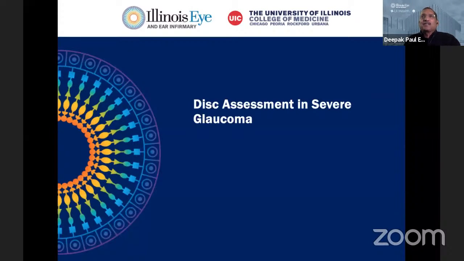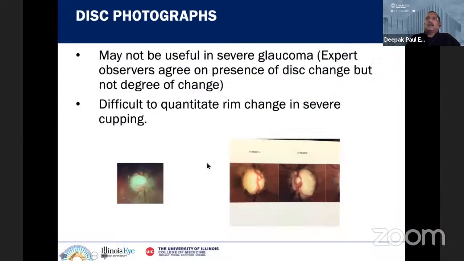So coming to the actual assessment of glaucoma, the first is the disc. I think we very nicely heard a comprehensive view of how the OCT is used in glaucoma. But in severe glaucoma, disc photographs and OCTs are not very helpful, because when you have cups that are 0.9 or 0.85 or 0.8, the change is very hard to determine, whether this includes the cupping as well as the rim change. So I really don't order disc photographs in patients who have very severe glaucoma.